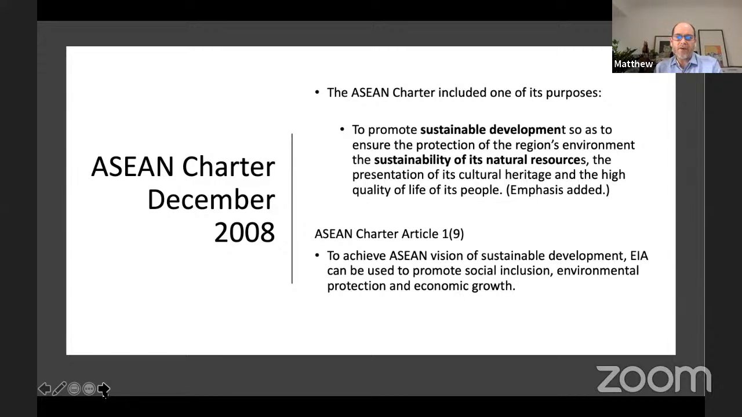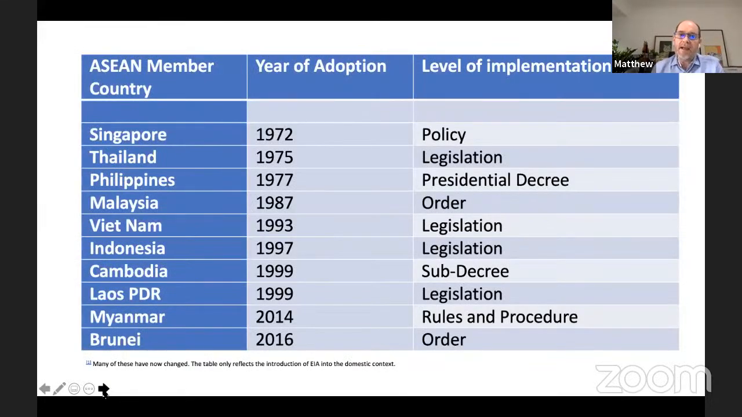The ASEAN Charter also identified that there is this potential vision, and the ASEAN Vision of 2025 that was adopted also highlights the need for environmental impact assessment as one of the tools that can be used to achieve sustainable development. Now, EIA within ASEAN has a long history. Singapore first adopted its policy in 1972, and one could argue that now is the time to revise that 50 years later to incorporate all of the international legal obligations that a new EIA law would have.